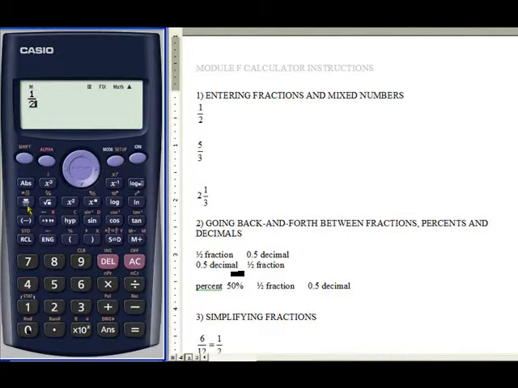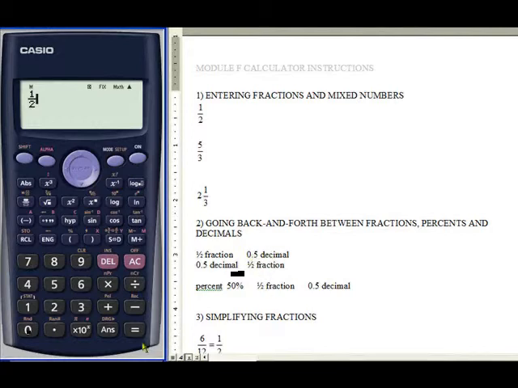Now if you have a calculator that doesn't have a key like this, it has the ABC key, the way you would have entered it is you would enter 1, the numerator, push the ABC key, 2. Now if you're entering the mixed number, you would enter 2, ABC key, 1, ABC key, 3. So you end up pushing the key twice. Now I have the 1/2 as a fraction.